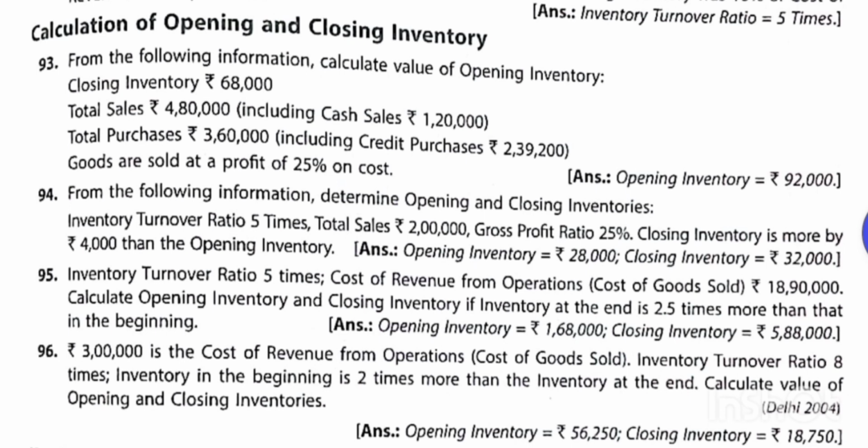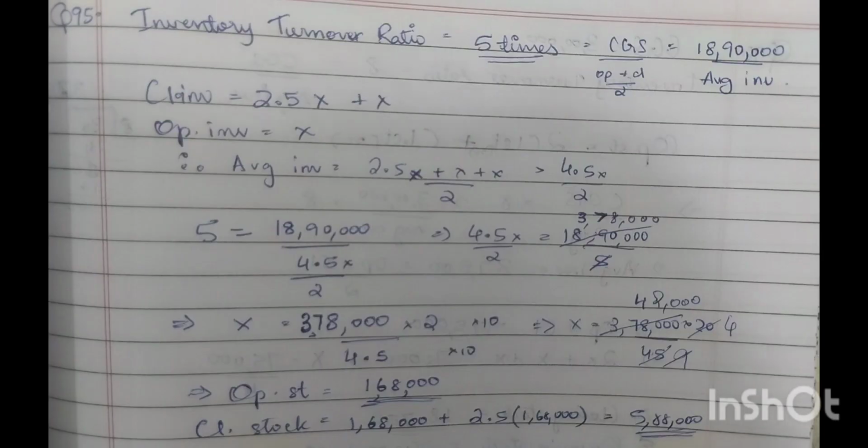Right. So moving on to the next question, question 95. It says that inventory turnover ratio is 5 times. Again, inventory turnover ratio is CGS by opening plus closing inventory or stock by 2, and that's given to us to be 5 times. CGS, cost of revenue from operation, is 18,90,000. Calculate opening inventory and closing inventory if inventory at the end is 2.5 times more than that in the beginning.